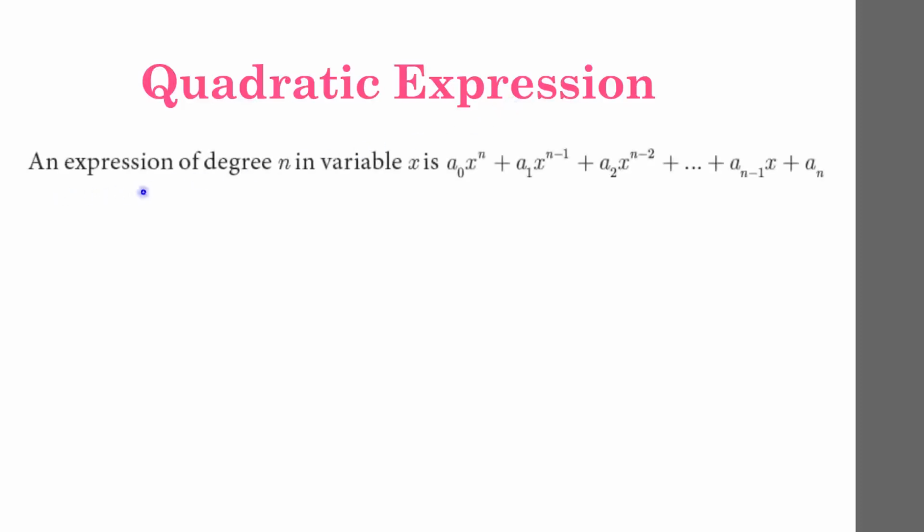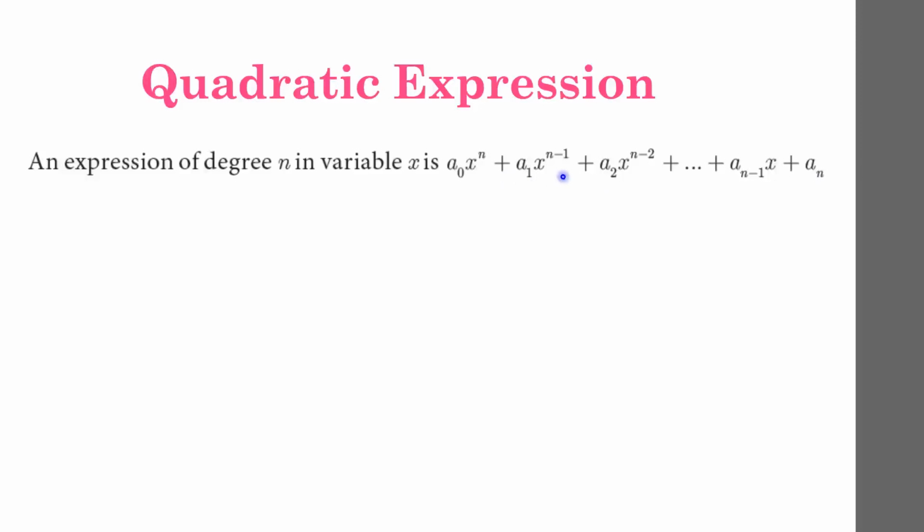First we are going to see about quadratic expression. Expression means it contains more than one term, joined by means of addition or subtraction. See this, an expression of degree n in variable x, that is x power n, is a0 x^n + a1 x^(n-1) + a2 x^(n-2) + etc. + a(n-1) x + an. Okay, this is called an expression.